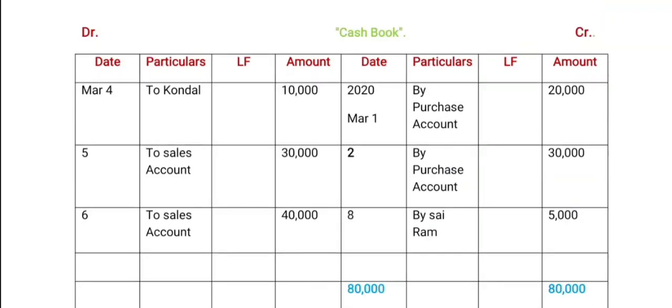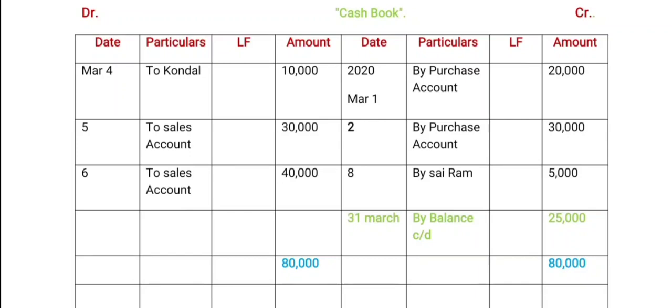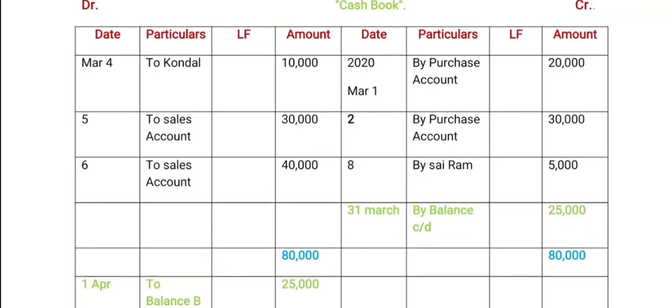Now we are coming to the cash book credit side. Date column, take 31st March. Going to the particulars column, by balance carried down. Then compare both amounts, it is 80,000 and that one is 55,000. Then 80,000 minus 55,000, it is 25,000. This amount is the closing amount for this month. This amount is transferred from this month to next month, 1st April. Then going to the particulars column, to balance brought down, then going to the amount column 25,000.